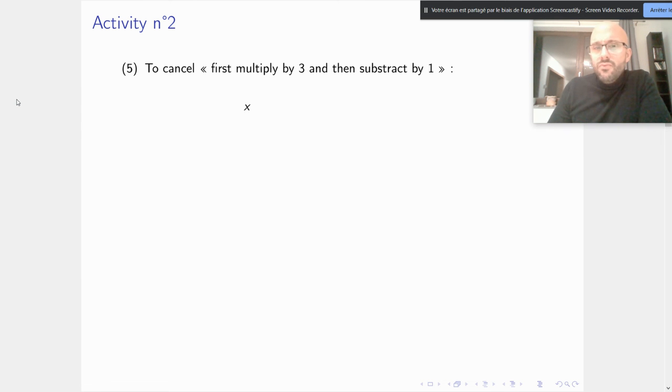We have x. We want first to multiply by 3, so it gives us 3x, and then we subtract 1, it gives us 3x minus 1. So what can we do to construct our inverse? Inverse, you can think of that as backwards, to get back at the start. So instead of going left to right, we go right to left. Let's see if that works.